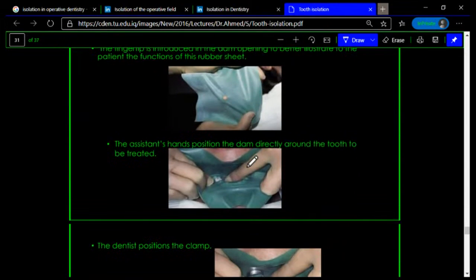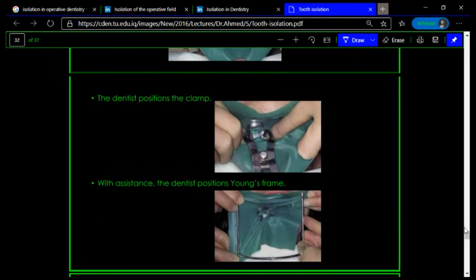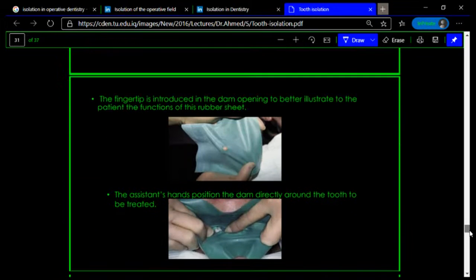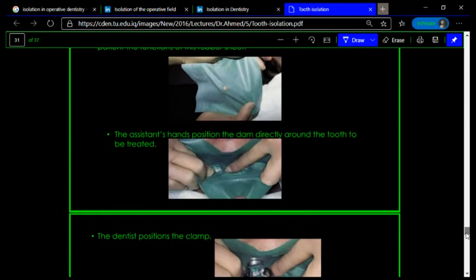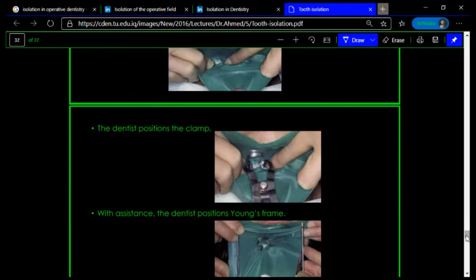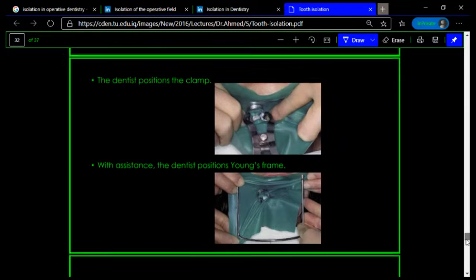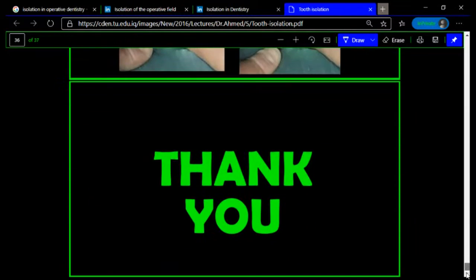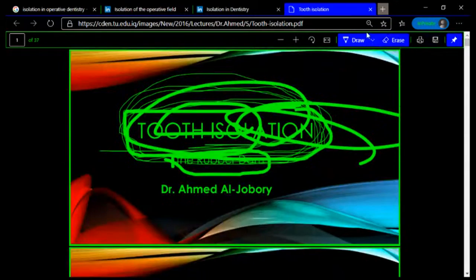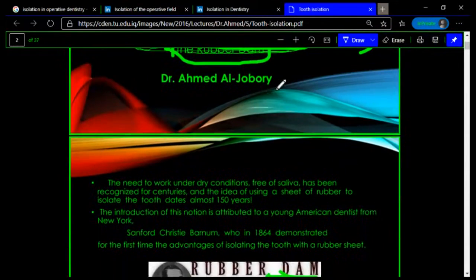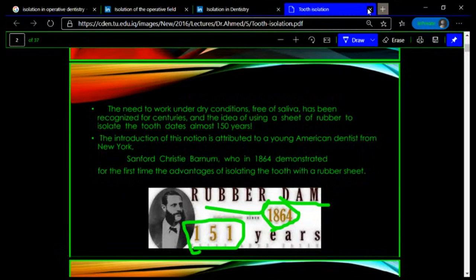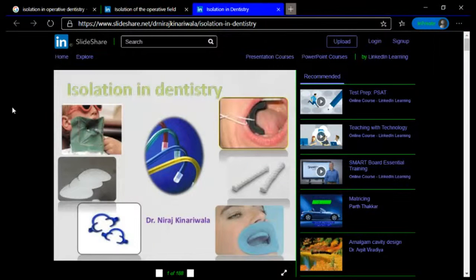Methods of rubber dam. Second method, pinching the rubber dam and fitting it to the patient's mouth using the many dentist clamps. And this concludes this page here. Rubber dam, that we used only one phrase or one paragraph in order to add it to our research.